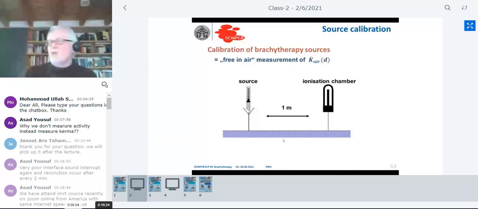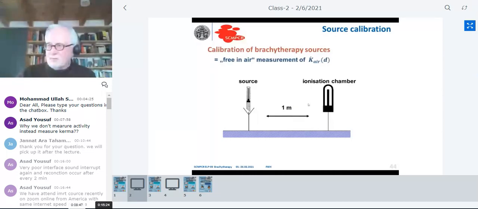Free in air means that it is a measurement with as little scatter as possible, so that you can really measure only the radiation interactions which happen in the sensitive volume of your ionization chamber. So free in air measurement of the air kerma rate, and at 1 meter is where our reference air kerma rate is defined. So it would be measured basically at 1 meter or at some other distance that you can recalculate by inverse square law. But it must be at a large distance from the source.